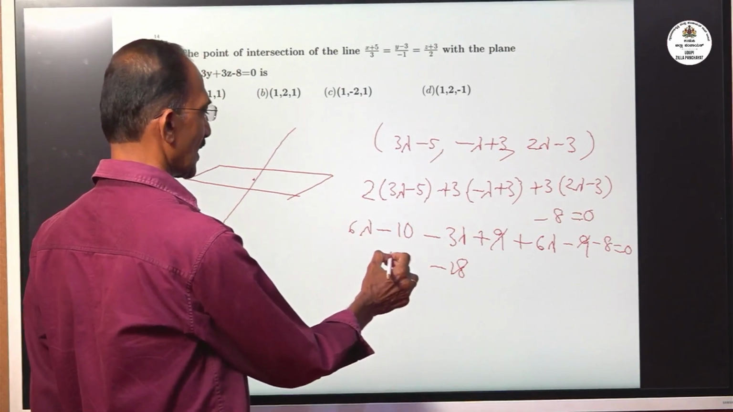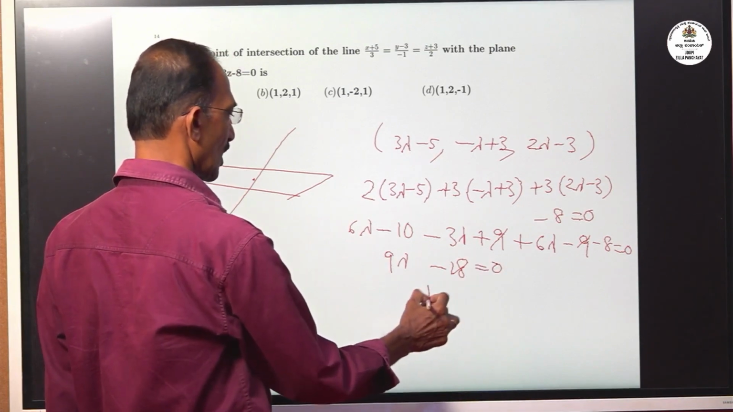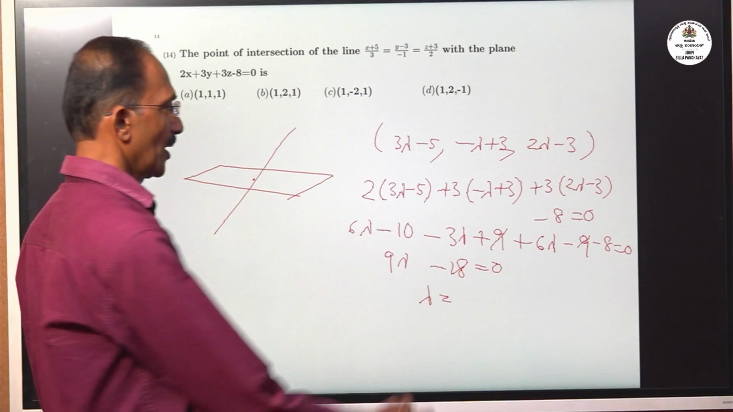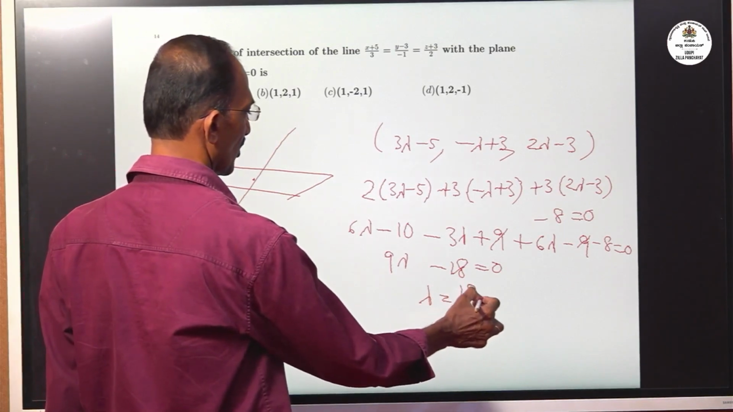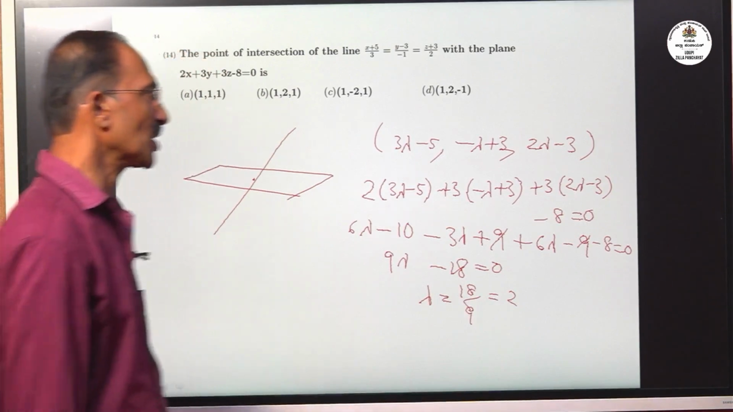That is 9 lambda must be equal to 18, or lambda equals to 18 by 9, which is equal to 2. So you got the lambda value.